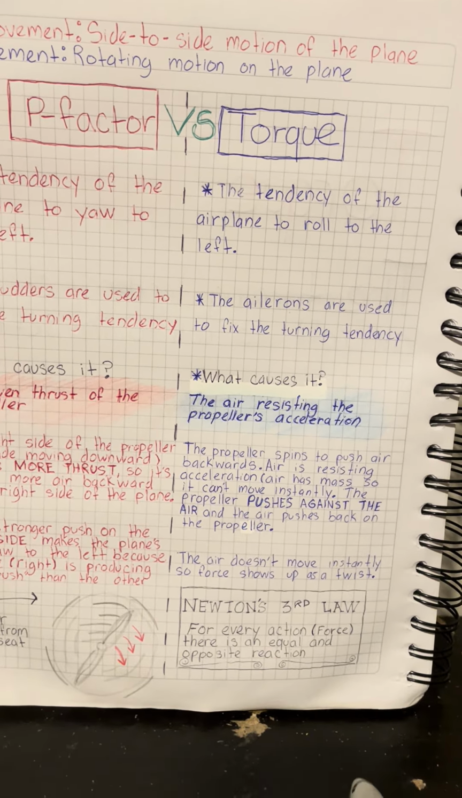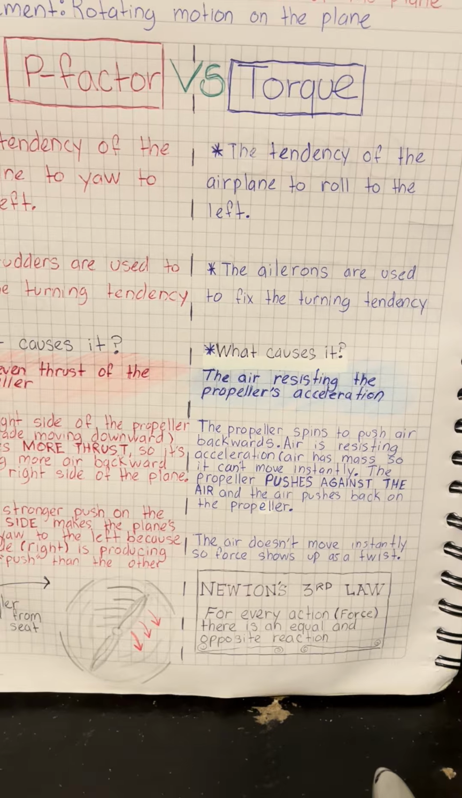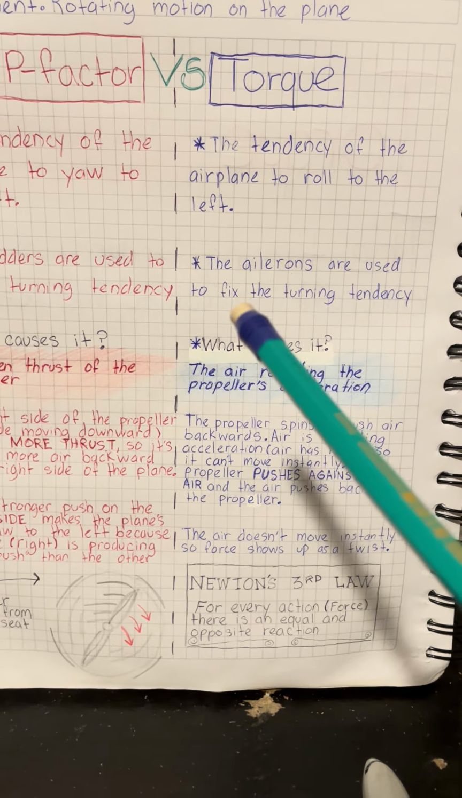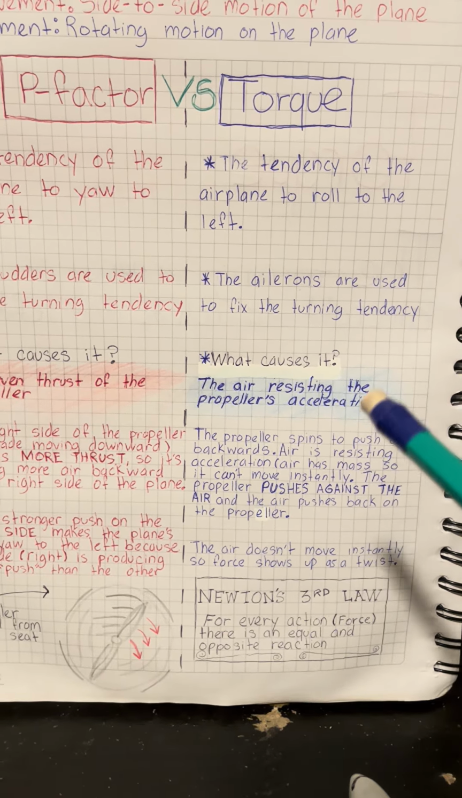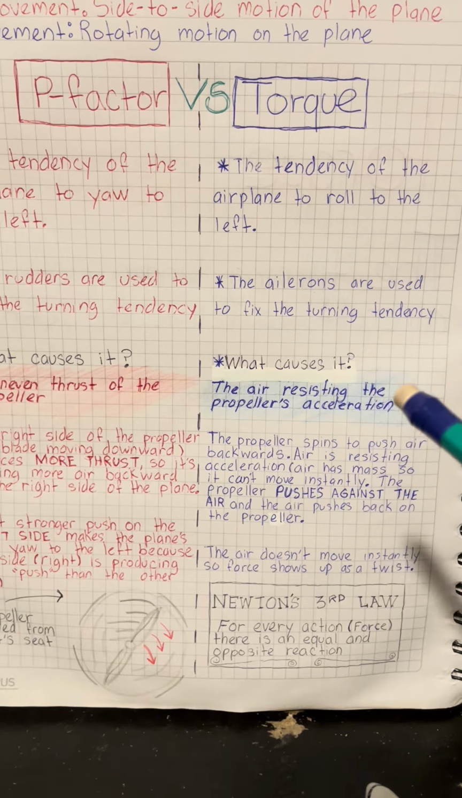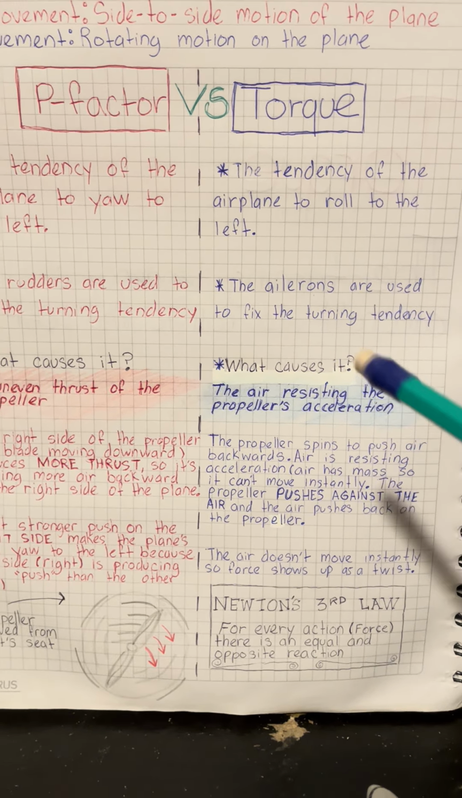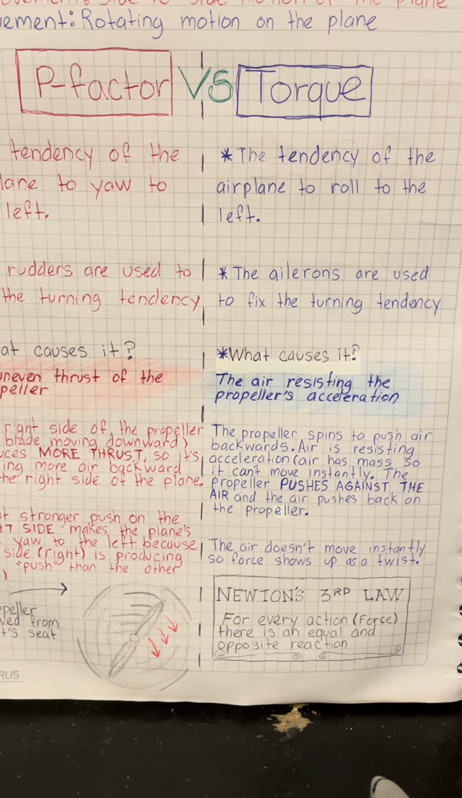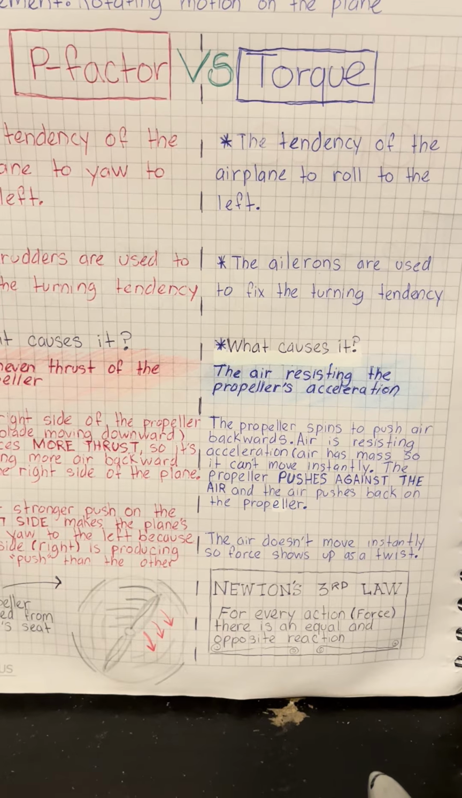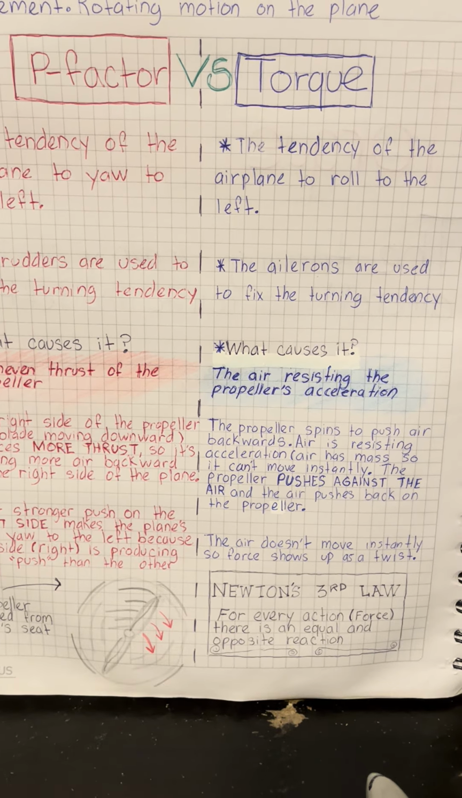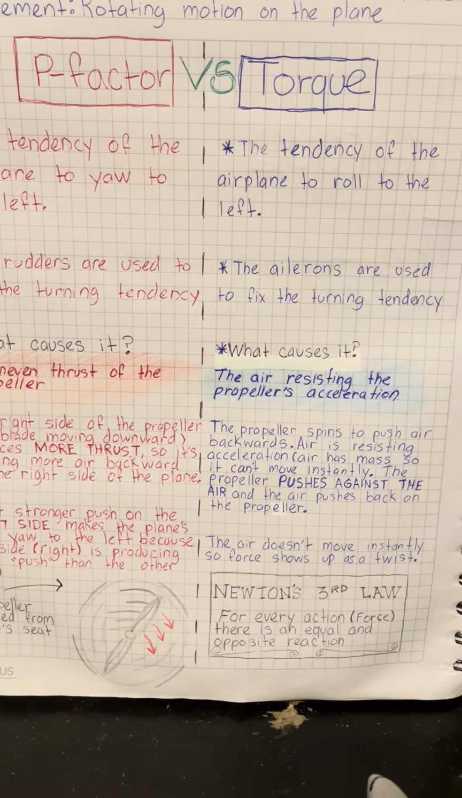So the ailerons are the movable surfaces that help us turn. In this case, the answer says the ailerons are used to fix this turning tendency. So we're going to be using the ailerons, in this case the right aileron, to fight this tendency of the airplane wanting to roll to the left. Now, what causes it? In simple words, the air resisting the propeller's acceleration.